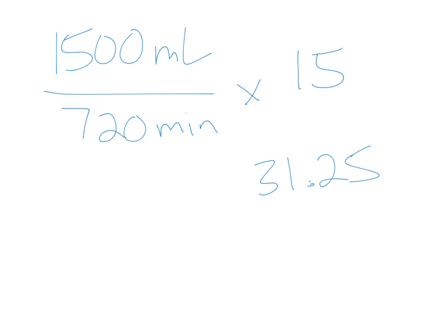Typically, though, because we can't regulate the size of a drop, most of the time drops are given in the nearest whole number because it's hard to regulate 0.25 of a drop. So this would be rounded to 31. However, if you put 31.25 on the final, that would be totally fine. I'm not going to mark that wrong, so don't worry about that. But that's how we would calculate that out.